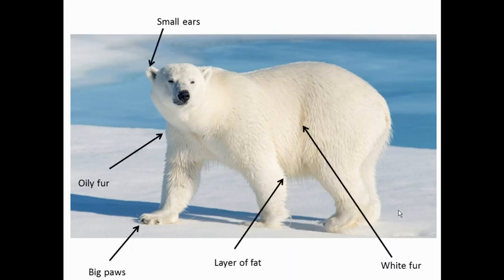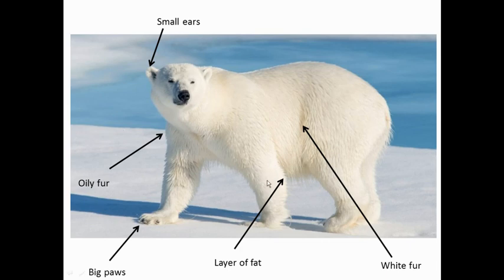So, first of all, he's got this white fur. You can see from his surroundings, he lives in the snow. So that white fur is going to allow him to be camouflaged, which may mean that when he's hunting something, okay, when he's trying to find food, he blends in with the environment, okay, so he's camouflaged.